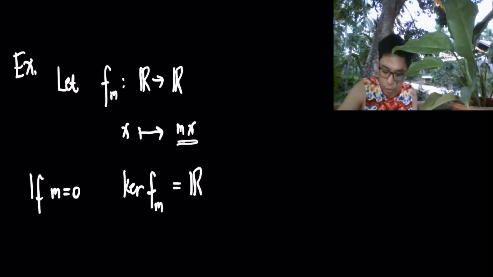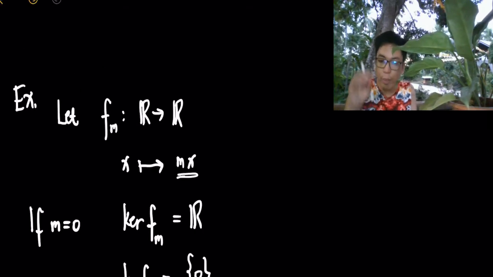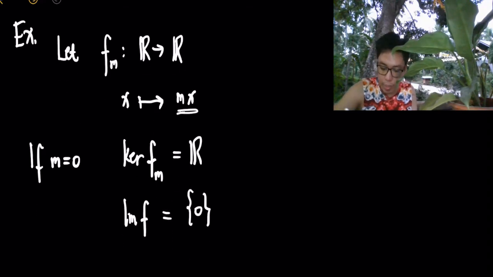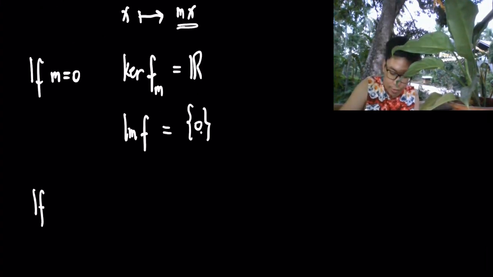Okay? And the image of F, in this case, is 0. Why? All such elements from the codomain are actually 0. So in this case, this is {0}, a subset of R. So in this case, the nullity of F... so what happens when F is not 0? I mean, when M is not 0, rather.